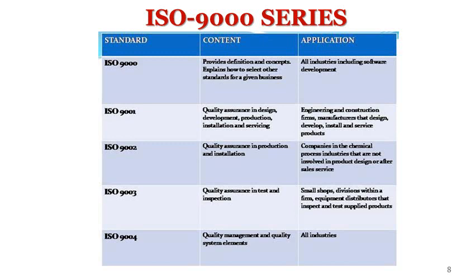So basically, ISO 9000, as I said, content means it provides definitions and concepts and explains how to select other standards for a given business. ISO 9002 is the quality assurance in production and installation. ISO 9004 is quality management. Like that, just have a look into the different ISO 9000 series.